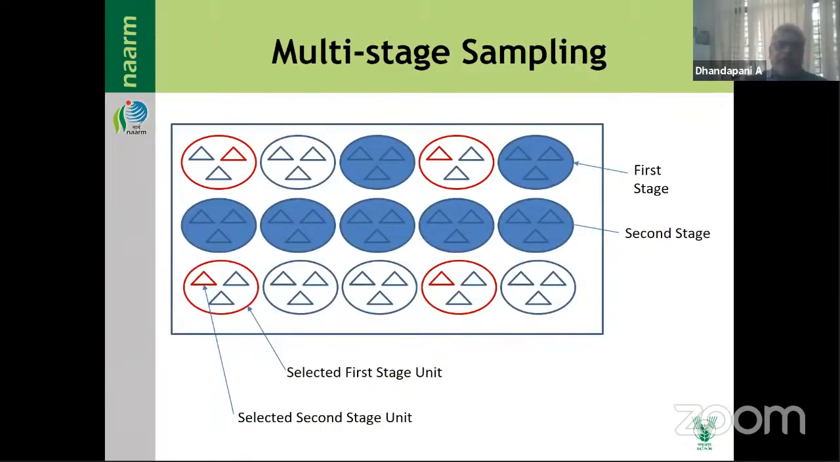So out of all these, we may be selecting the first stage. Then within the first stage, the circles represent the first stage units, and the triangles represent the second stage units. So you select a few first stage units, and within the first stage unit, you select certain triangles. That is what we do in a multi-stage.